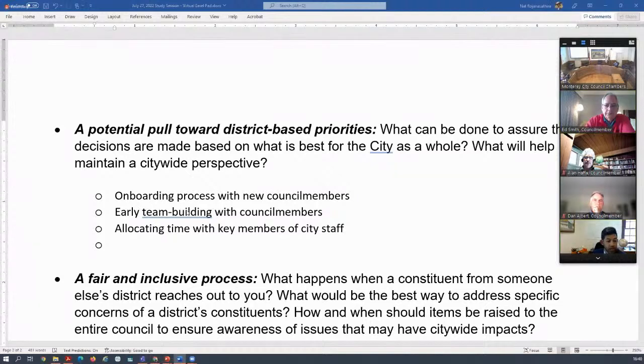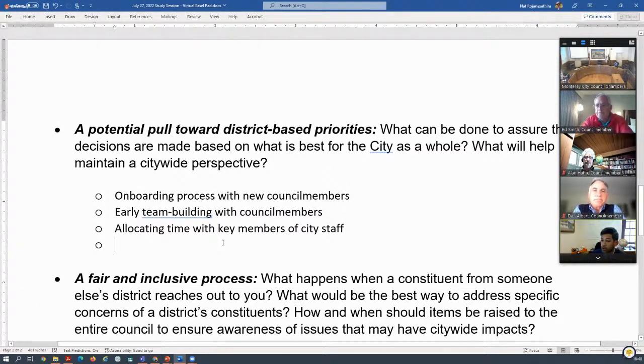Great. Thank you, Vice Mayor Smith. Any other thoughts on this question, or we can also move on to other questions if you like as well? Yeah, let's move to the next one.